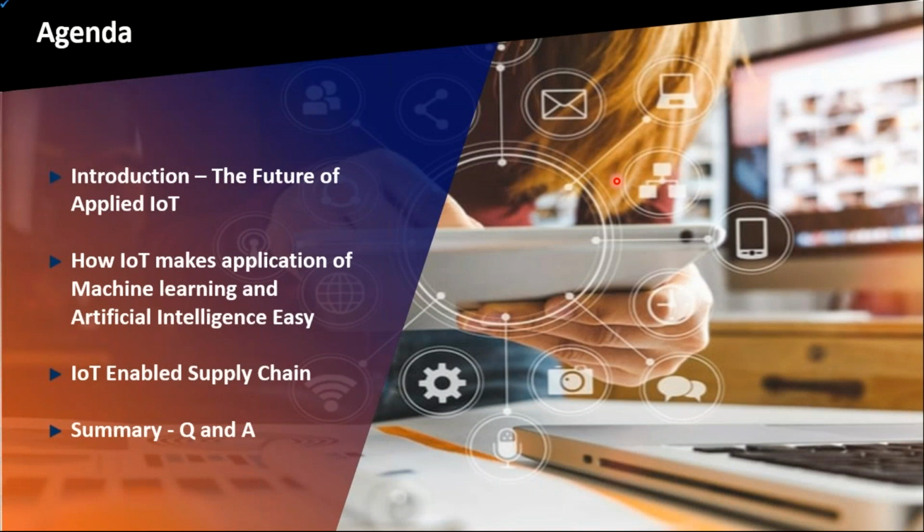The agenda today for the webcast is to discuss the future of applied IoT, how IoT applications can be of business value to organizations, and how organizations can derive business benefits by implementing IoT. Then we'll go to the next topic of IoT applications of machine learning and artificial intelligence: how AI and machine learning are enabled using IoT devices and the data generated from them. And then we'll see how IoT-enabled supply chain works and what different applications within the supply chain can benefit from IoT. And then we'll take quick questions around these topics.